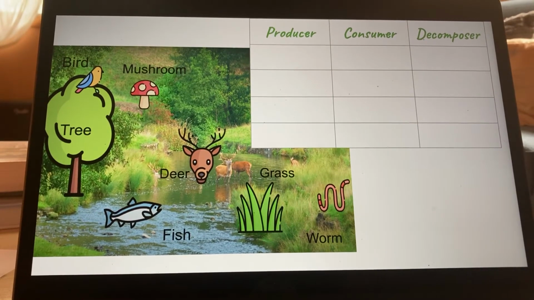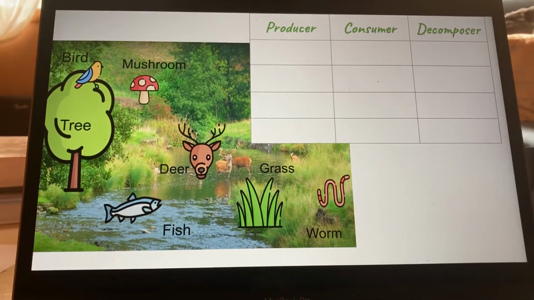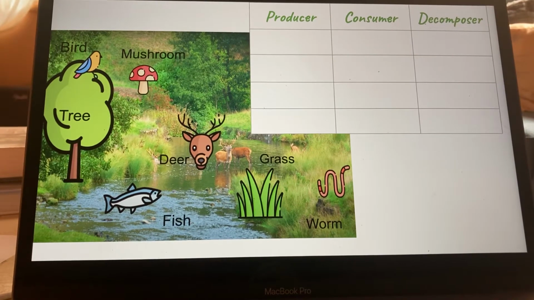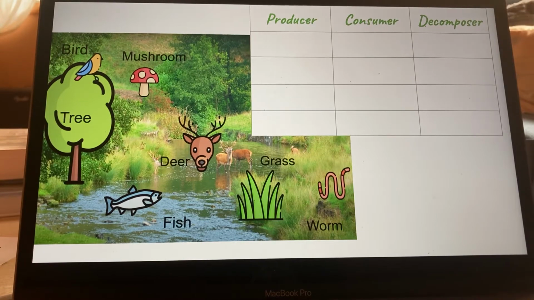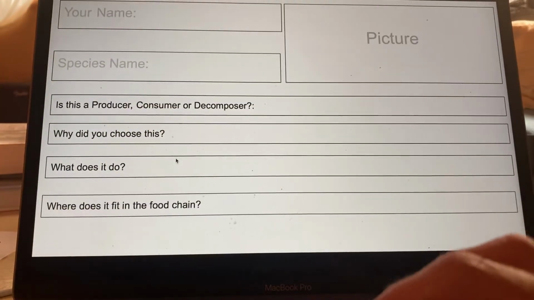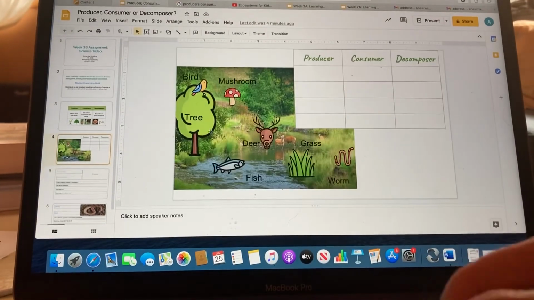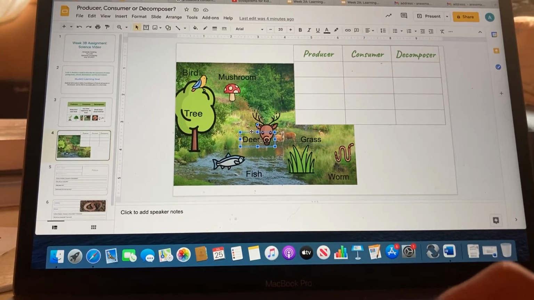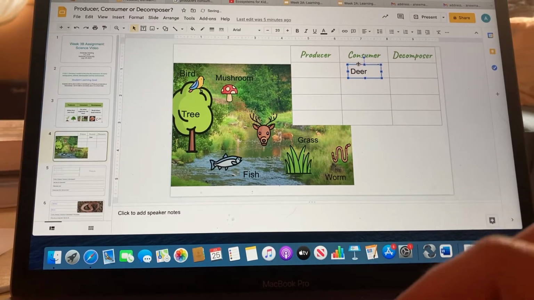Okay, great. Let's start with deer. So do you think that's a producer, a consumer, or a decomposer? Does a deer eat air? No. And does it break down leaves? No. So we know it's a consumer. We're gonna go back to the screen and we're just going to take that guy and drag it right over here into the consumer column.